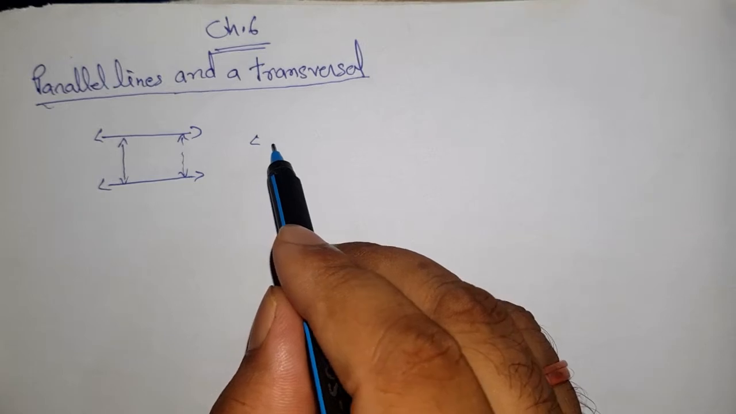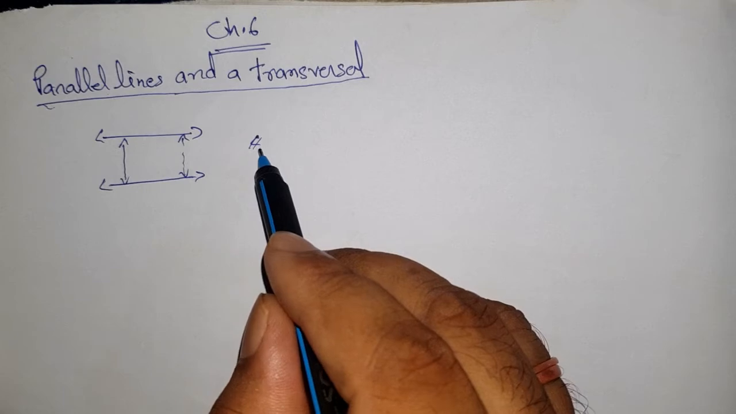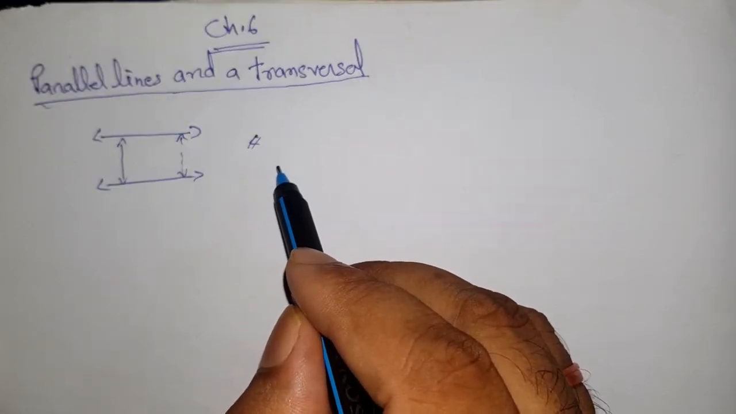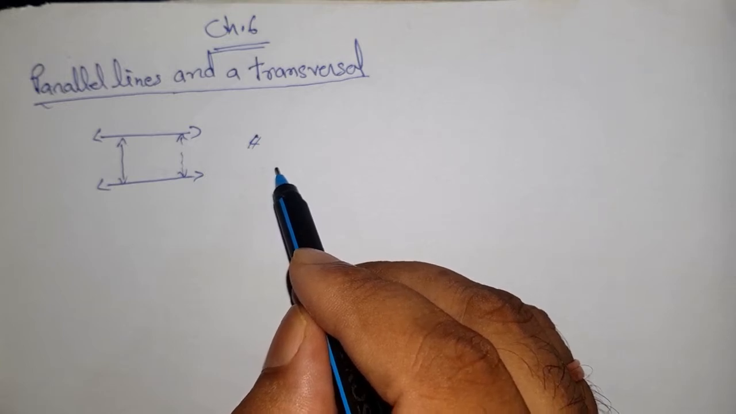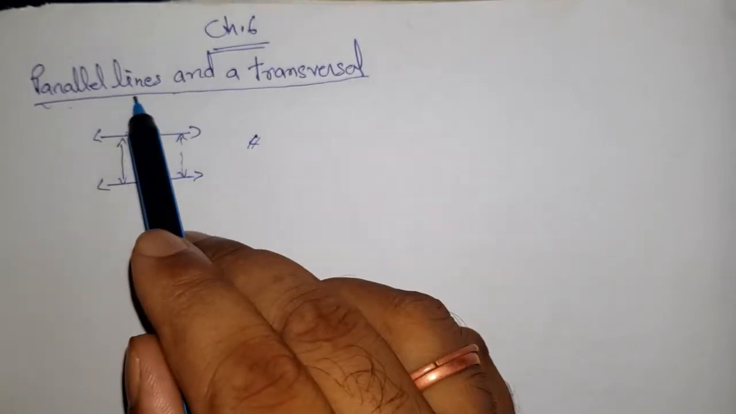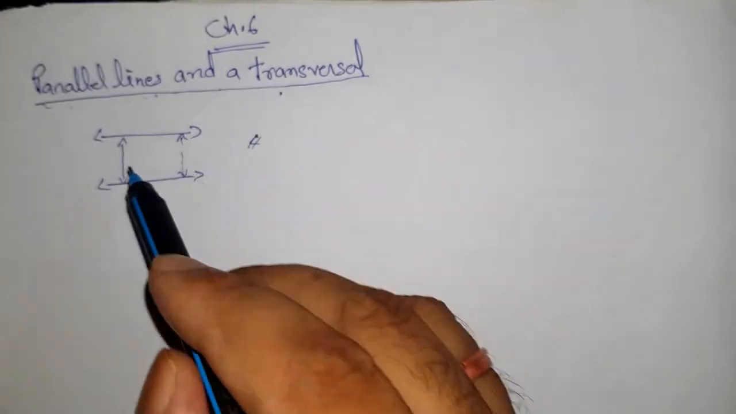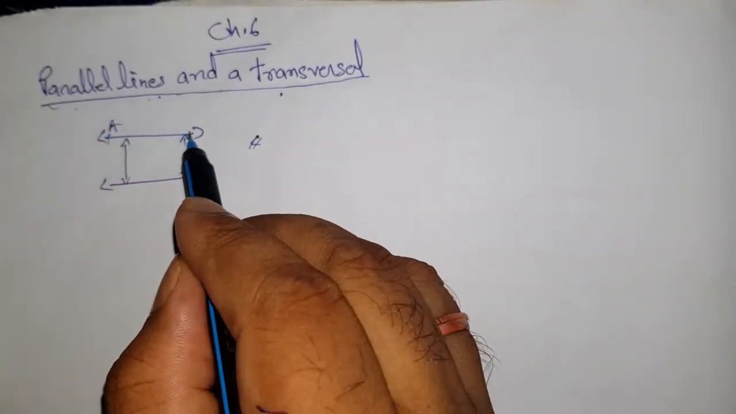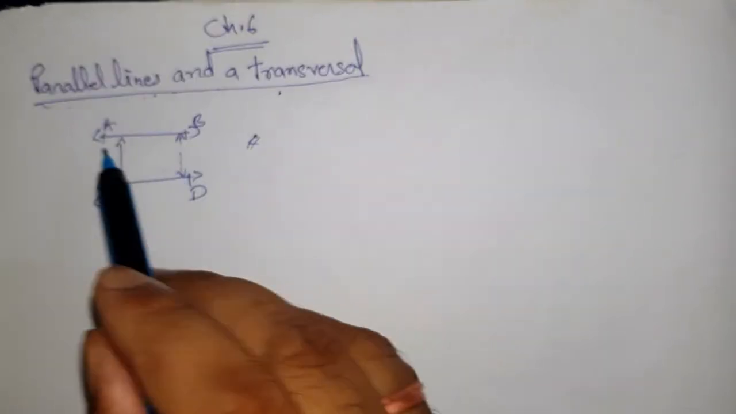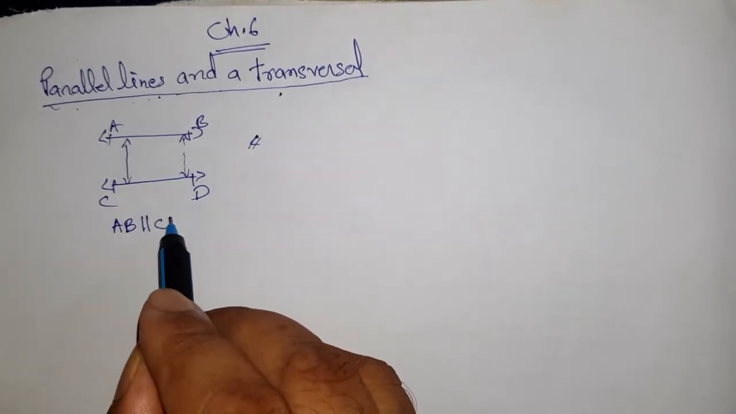And you also have learned about intersecting lines. Correct? That is, if two lines intersect at a point, they touch at a point, we call it an intersecting line. So today we are going to discuss parallel lines and transversal line. We can name them line AB and CD. So AB is parallel to CD. We can write it in this way, AB parallel to CD.